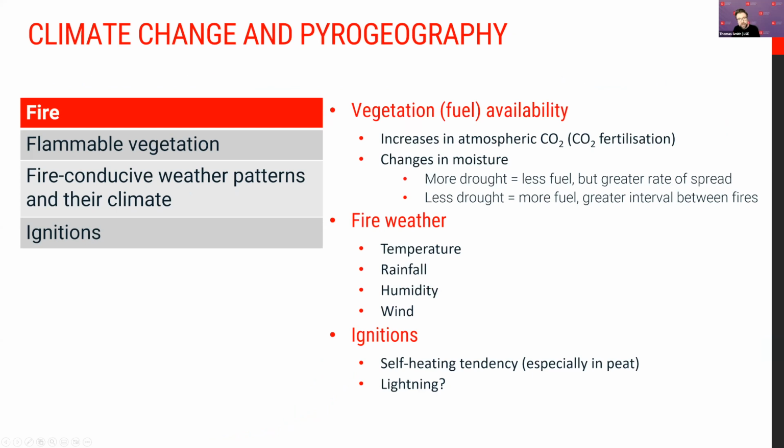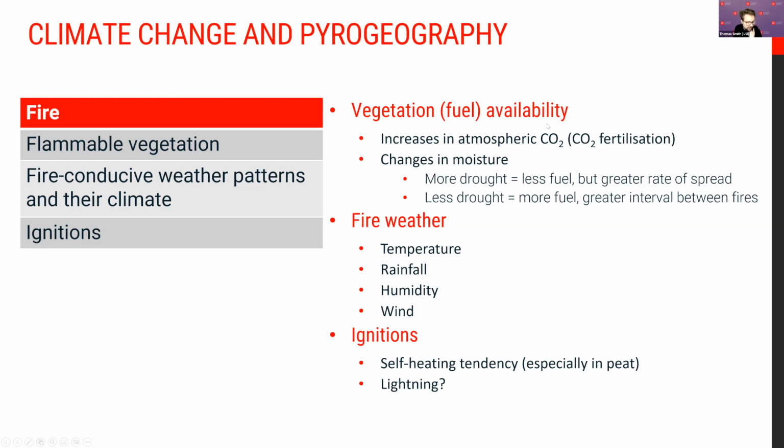So let's think about climate change and pyrogeography, because it's not just the weather that's changing with climate. The weather is important for determining where we have fires, because we know temperature is changing, we know the distribution of rainfall is changing. That's going to affect relative humidity. And we also know that the winds are going to be changing as a result of these changes in temperature distribution. So we know fire weather is going to change with climate change, but also the fuel that's available on the ground is going to change with climate change as well.